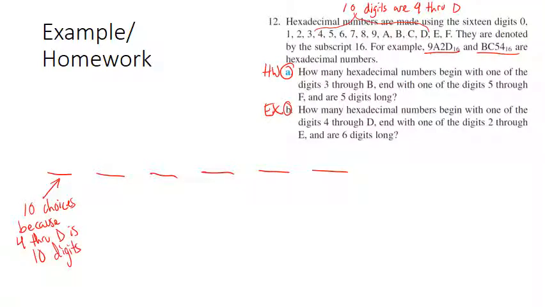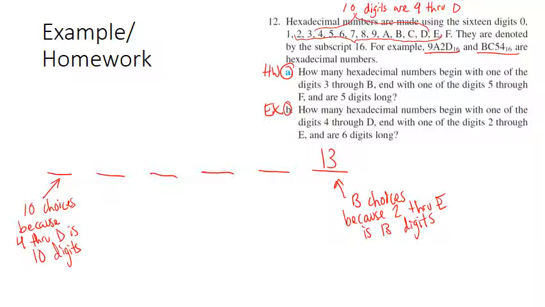Okay, and then what else do they tell me? They say it has to end with one of the digits 2 through E. So 2 through E is going to be, let's see, that looks like 14. No, sorry, I missed the 0 on the other line. That's going to be 13 digits. So I'm going to have 13 choices because 2 through E is 13 digits. Okay, so that's the number of choices that I have for the first and the last digit.